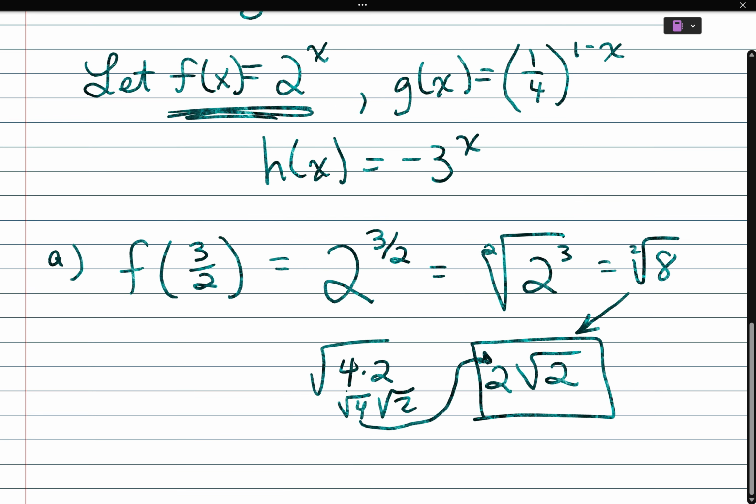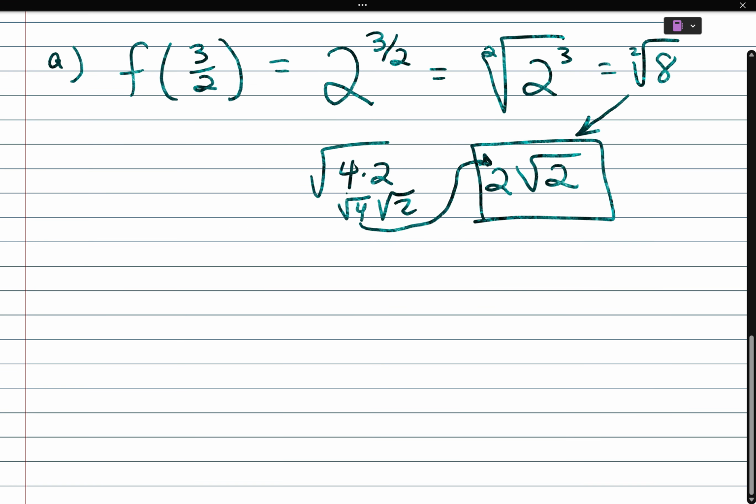All right, so make sure you have the f of x, g of x, and h of x written down so we can refer back to them for the next couple of examples. Or you can just go ahead and rewind.